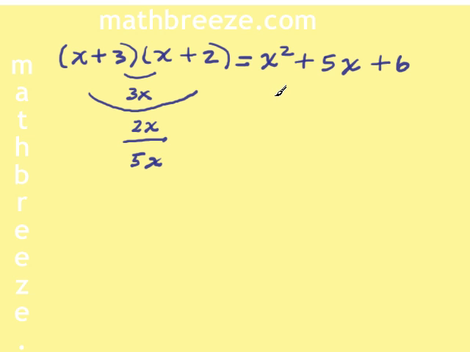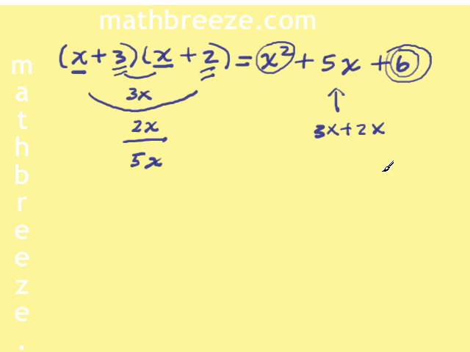So we want to reverse this process. So let's look at x squared. Where did x squared come from? Well, it came from multiplying first times first. And where did the 6 come from? Well, that came from multiplying the 3 times the 2. And what about the 5x? Well, the 5x came from the outer plus inner, 3x plus 2x. So as long as we understand where each term came from, then we'll be able to reverse the process.